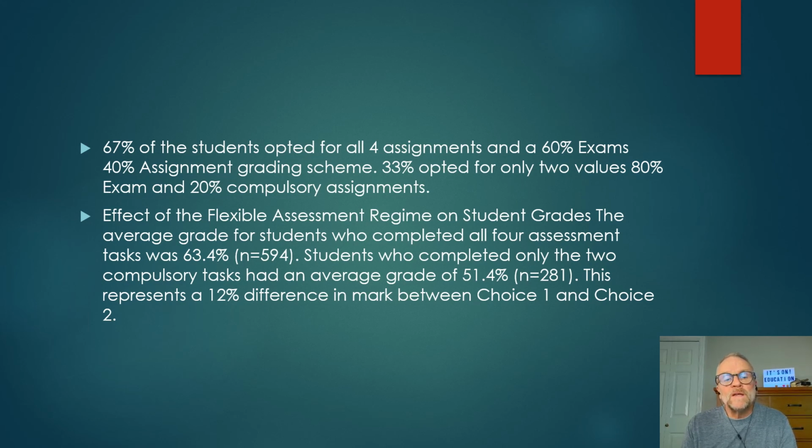The effect of a flexible assessment regime on student grades: the average grade for the students who completed all 4 assessments was 63.4%, and that was 594 students. Students who completed only the 2 compulsory tasks had an average of 51.4%, and there were only 281 students that completed those tasks. This represents a 12% difference in mark between choice 1 and choice 2.